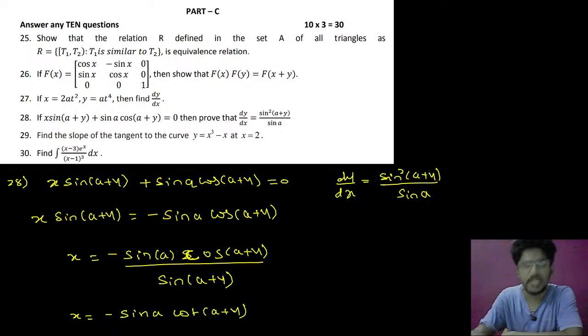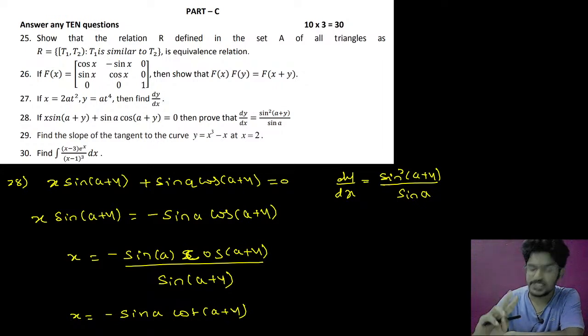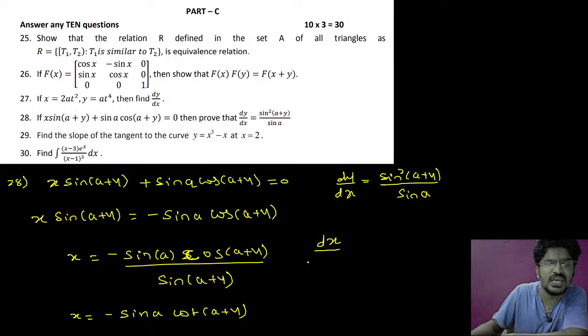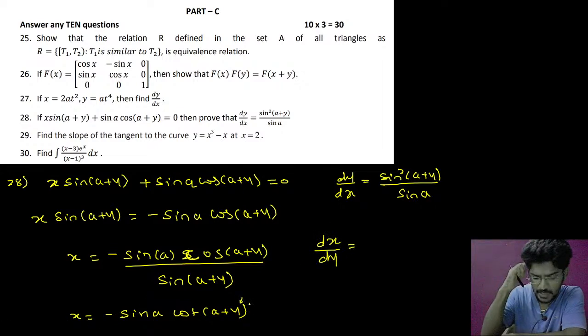Here you have to be very careful. We know that cos of a plus y divided by sine of a plus y is cot. Okay, now I have to differentiate. Till now I have not done any differentiation. Now I have to differentiate. Here minus sine a is constant. Please be careful, because I am going to differentiate it with respect to y. I am differentiating x with respect to y, because here the variable is y.